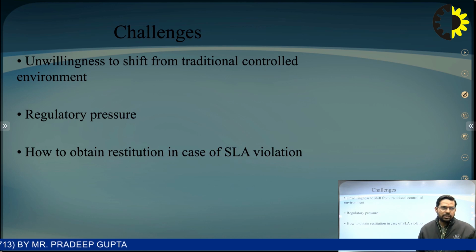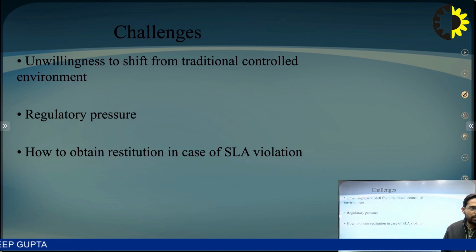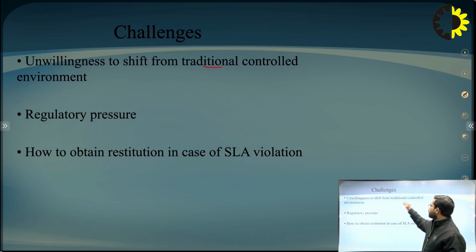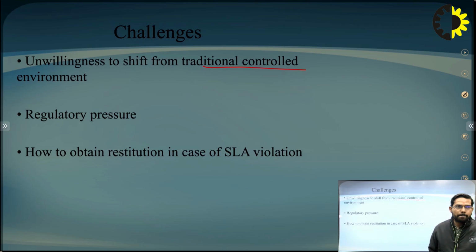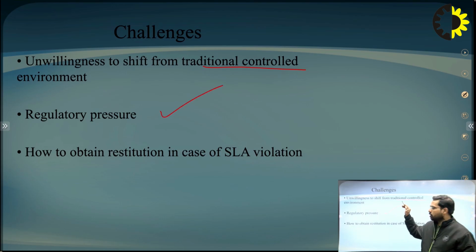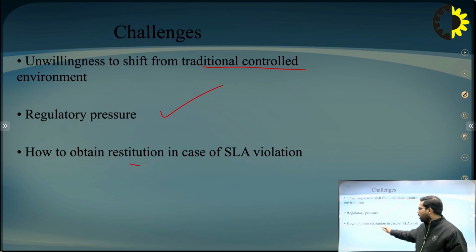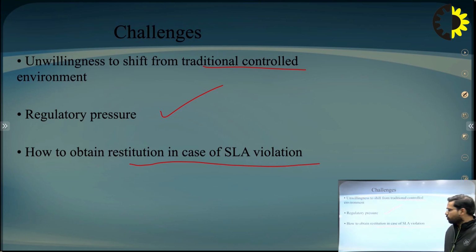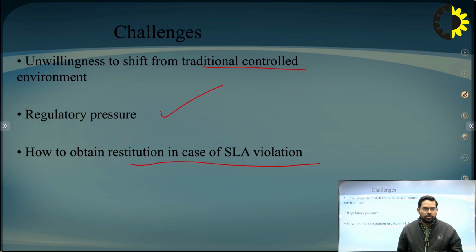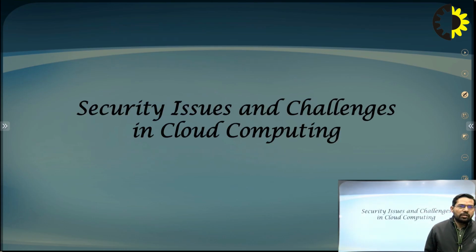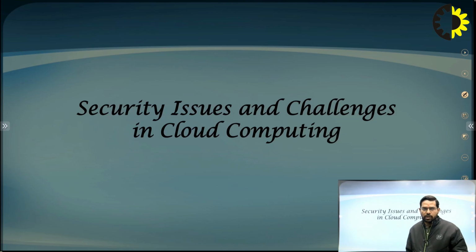There are a lot of challenges in this area. Unwillingness to shift from the traditional controlled environment, and regulatory pressure, because some companies or government authorities apply pressure about rules and regulations. And how to obtain restitution in the case of an SLA violation, service level agreement, that is, how to obtain restitution for this particular violation. Okay, so that is the global cloud exchange.